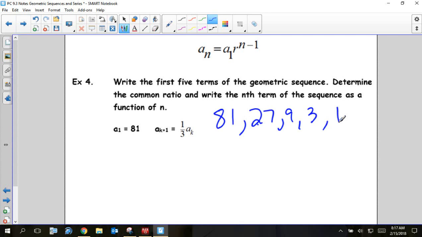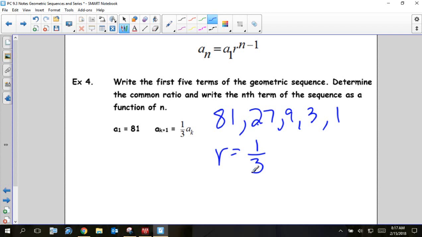Then we have to find the common ratio. So the common ratio, you take any number and you divide by the one right before it. Brian, what's the common ratio? No. 1/3. You take any number, divide it by the number right before it. 1/3. I have 1/3 right. That's good.